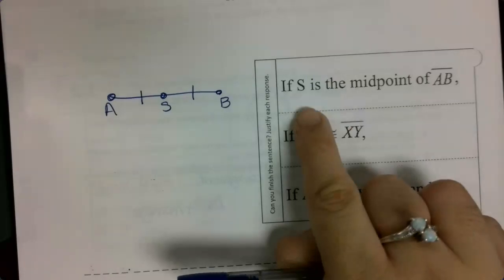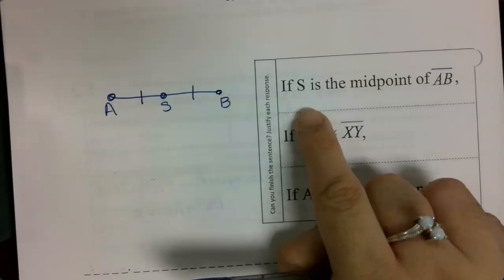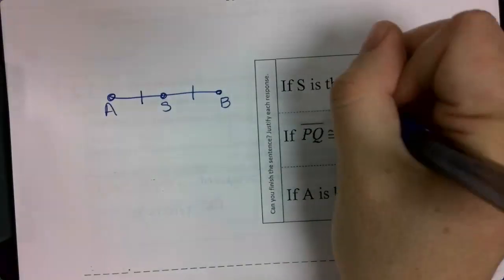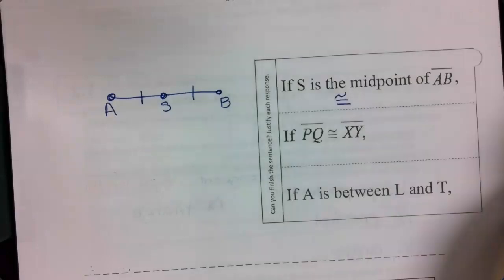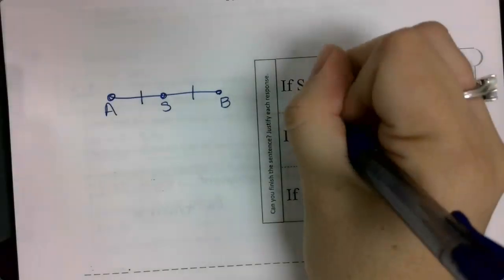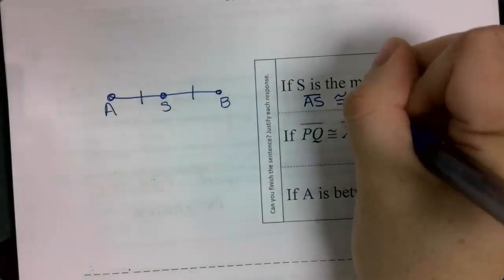Okay, so then what 2 pieces are equal now, or congruent? So I have 2 line segments that are both the same length. Which 2 line segments are those? Not A and B. A and B is my whole line segment. Remember, I cut it in half with the point S. AS and SB.